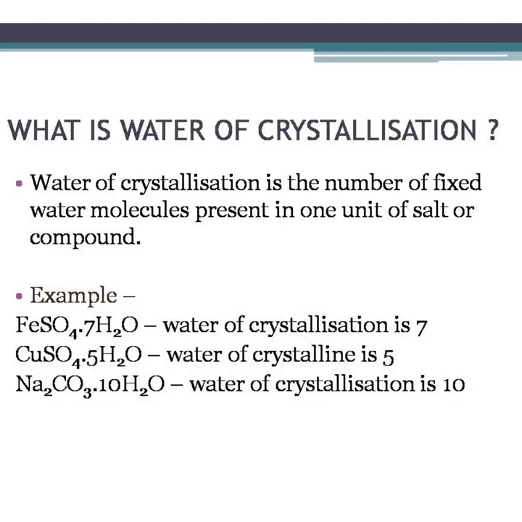What is water of crystallization? Water of crystallization is the number of fixed water molecules present in one formula unit of a salt or compound. For example, FeSO4·7H2O, water of crystallization is 7. CuSO4·5H2O, water of crystallization is 5. Na2CO3·10H2O, water of crystallization is 10.